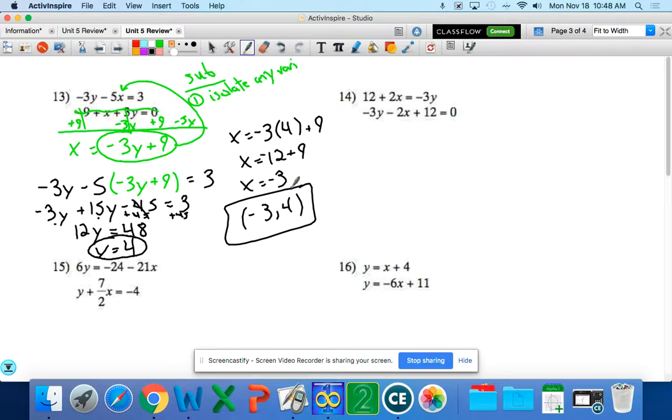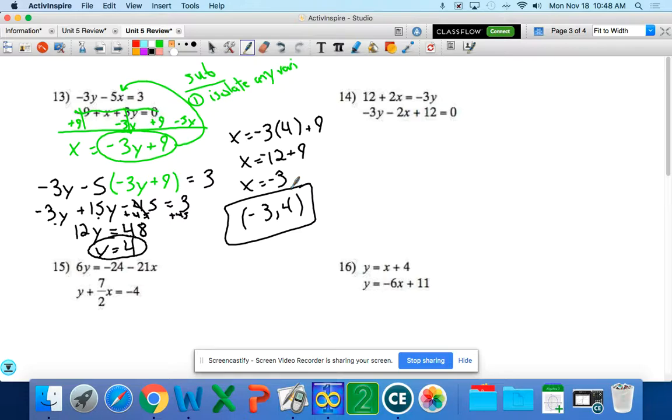Number 14 is very similar in the sense that it doesn't really look like it's going to have a pretty way to solve it. Graphing means I solve them both for y. That doesn't look like the end of the world, but like, great. Substitution means I got to solve for a variable. That looks terrible, so I definitely don't want to do that. Elimination means I kind of just got to rearrange stuff a little bit, and I think I'm going to go after it with elimination.